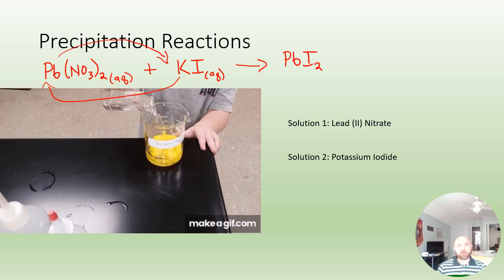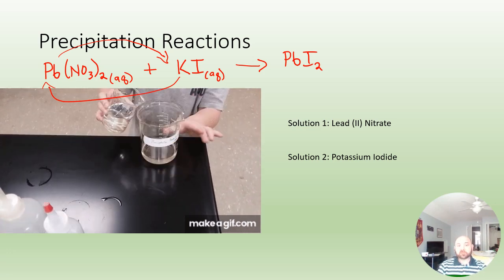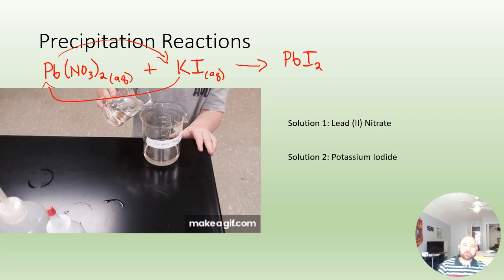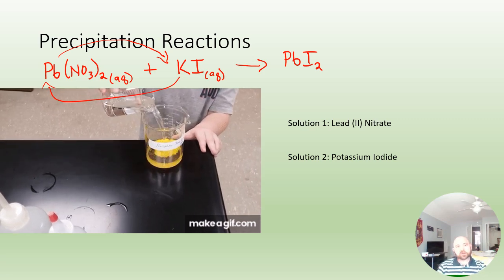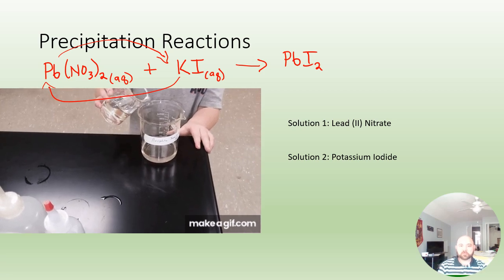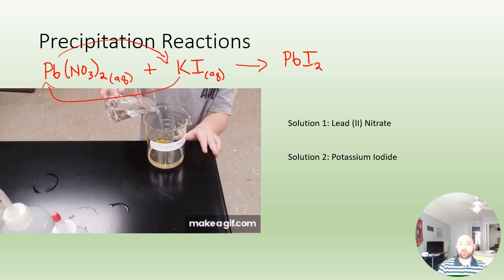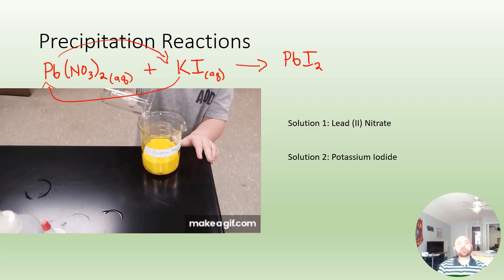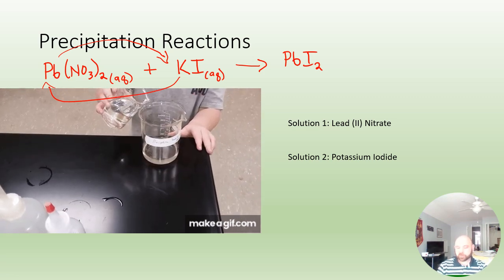I have to keep in mind that the lead has a +2 charge, so when I combine him with iodine in the products, I must make sure that their charge is balanced and that I have the right formula for lead 2 iodide. And the right formula for lead 2 iodide is PbI2.